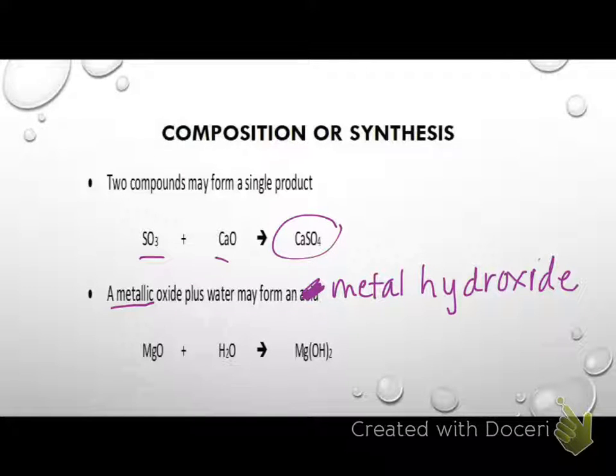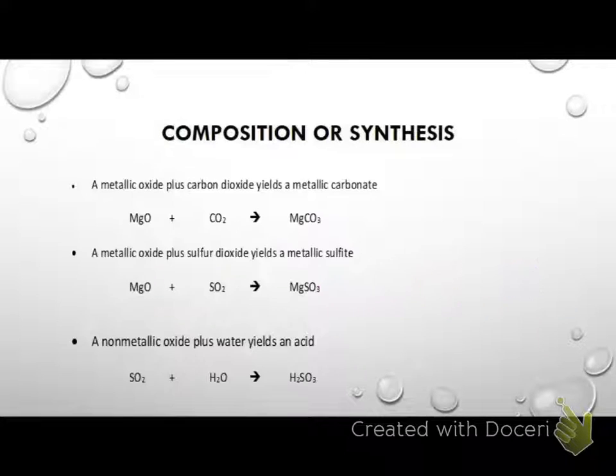Okay, so a couple more, and that is metal oxide plus carbon dioxide will make a metal carbonate. A metal oxide plus sulfur dioxide will give us a metal sulfite, and then a non-metallic oxide plus water will give us an acid. Okay, so now on your left side activity for this synthesis reaction, you have some practice ones, and I just want you to practice predicting them and then balancing them.